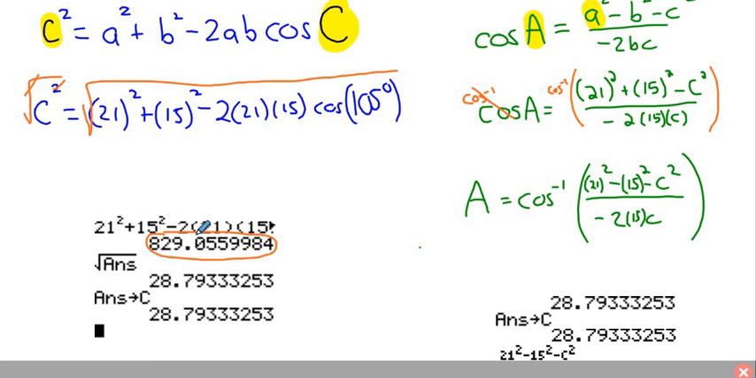The biggest mistake students make, believe it or not, is they think the answer is 829. They don't realize they need to take the square root. So once you take the square root, you get that the side you're missing is 28.793. And you can immediately store that.